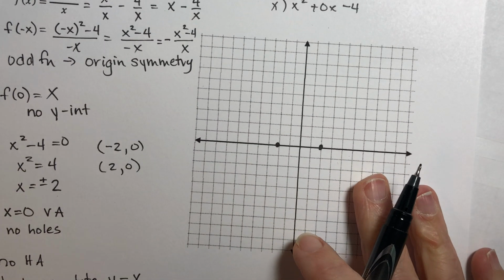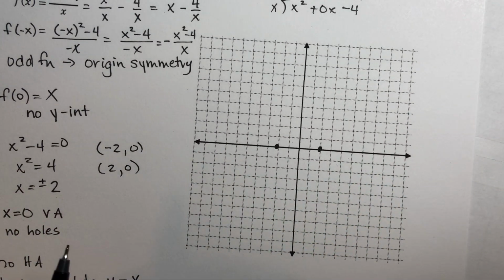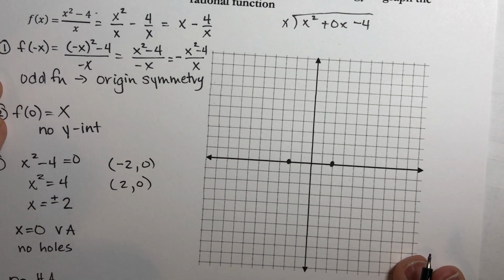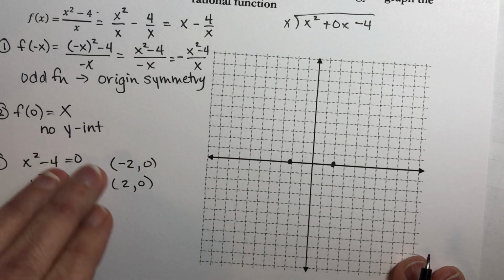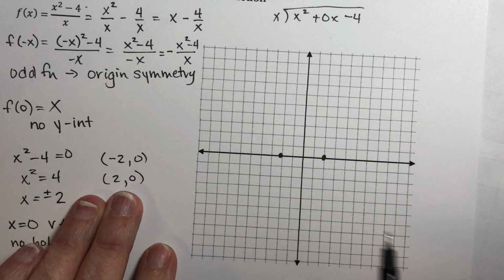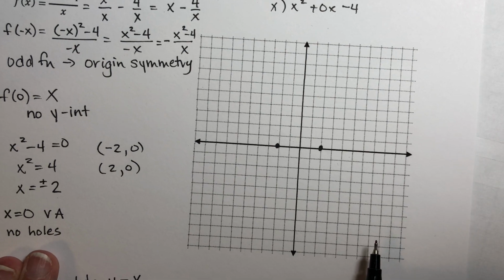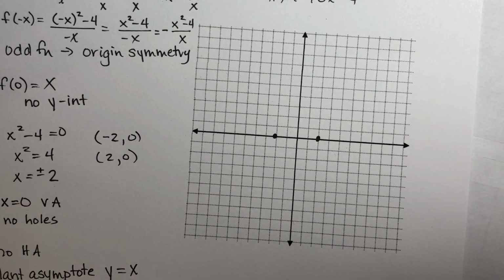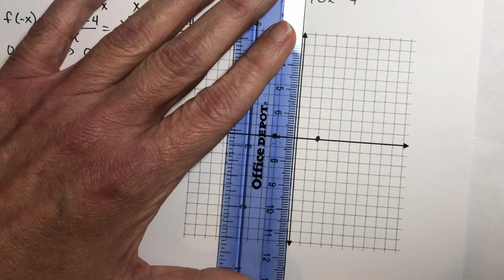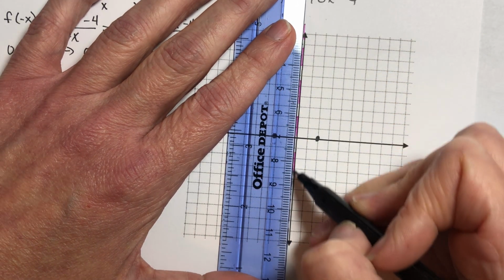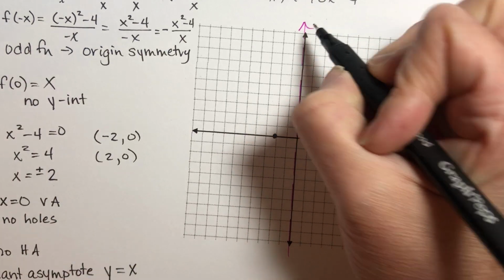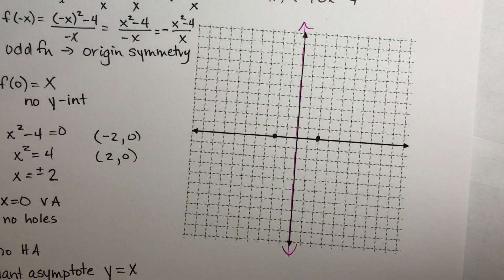Okay, so let's figure out what we have so far. I know I have odd symmetry, which is going to be really helpful here. I don't have a y-intercept. I've plotted my two x-intercepts. I have a vertical asymptote that is the y-axis. So I know that on either side of this, my graph is either going to positive infinity or negative infinity.